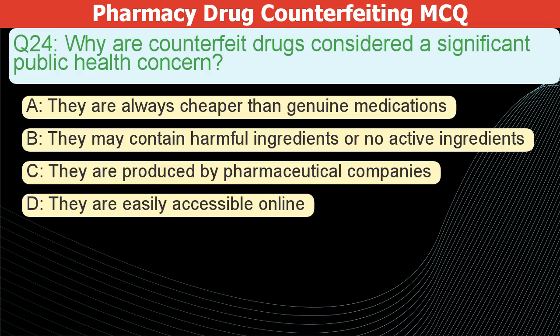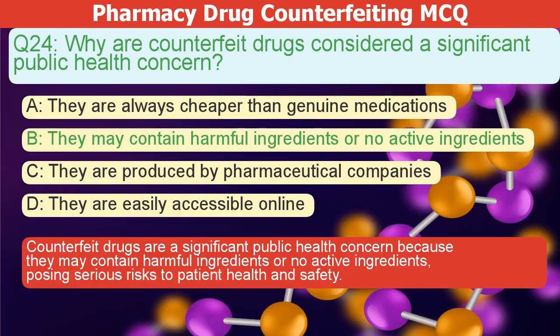Why are counterfeit drugs a significant public health concern? A. They're always cheaper than genuine medications. B. They may contain harmful ingredients or no active ingredients. C. They are produced by pharmaceutical companies. D. They're easily accessible online. The correct answer is B. Counterfeit drugs are a significant public health concern because they may contain harmful ingredients or no active ingredients, posing serious risks to patient health and safety.